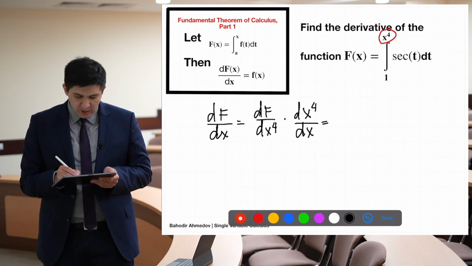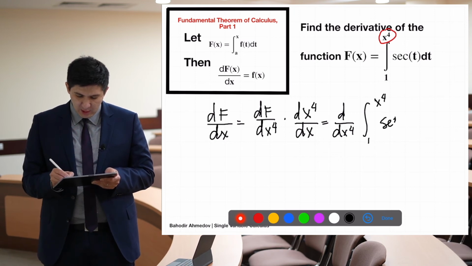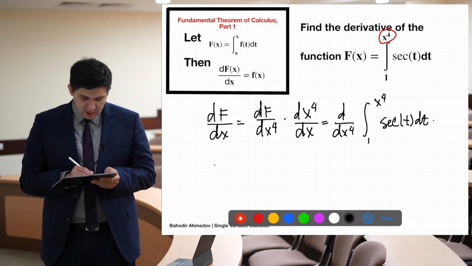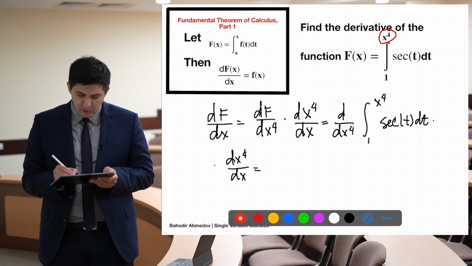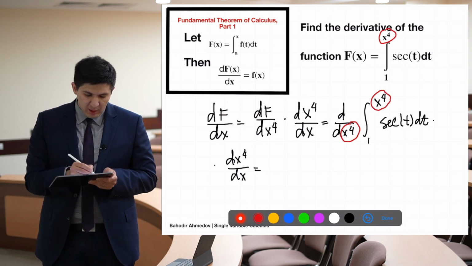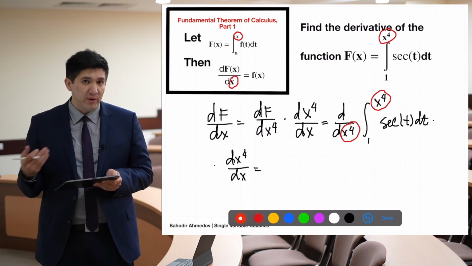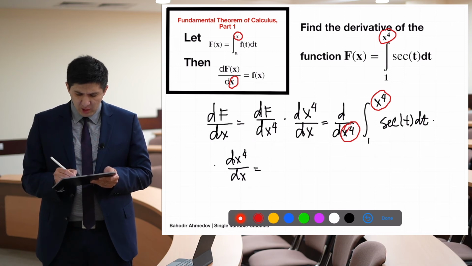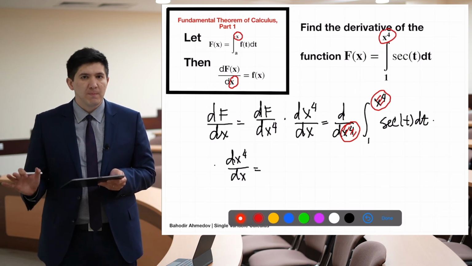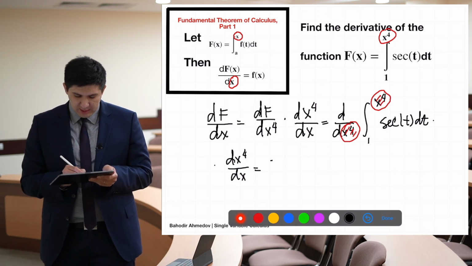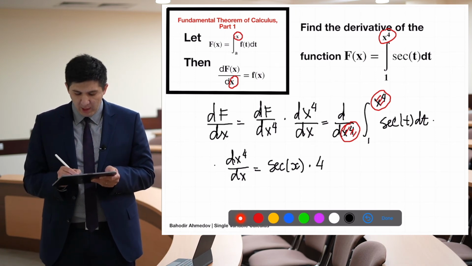Okay? So what is the derivative of this function with respect to x to the power of 4? From 1 to x to the power of 4 of secant of t dt, times the derivative of x to the power of 4 with respect to x. Again, according to the fundamental theorem of calculus 1, if you take this x here and take the derivative with respect to x, it is simply f of x. These two variables here are the same. It is not important what is there; the most important part is that they are the same. Then the derivative is simply equal to secant of x. And I have to multiply this by the derivative of x to the power of 4 with respect to x, which is 4x cubed.